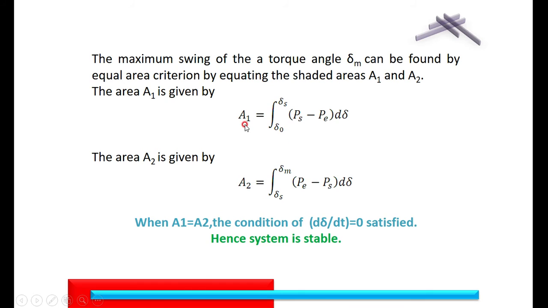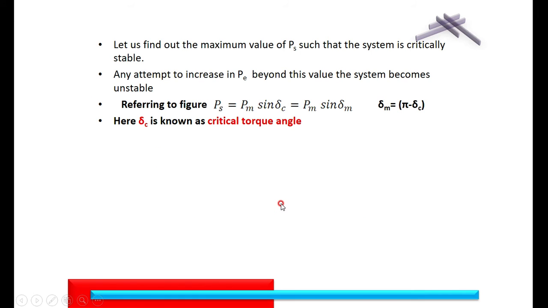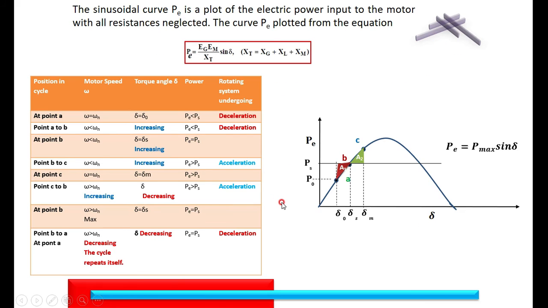Therefore, if we look at A1, the area under this curve, that is the decelerating curve, it is from the limit delta naught to delta s, and it is Ps minus P. Here in the deceleration, because the mechanical power output is greater than the electrical input, the integral of d delta varies from delta naught to delta s. That is quite evident in this figure.